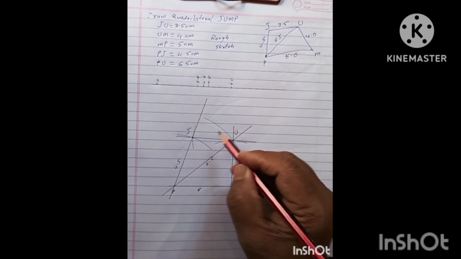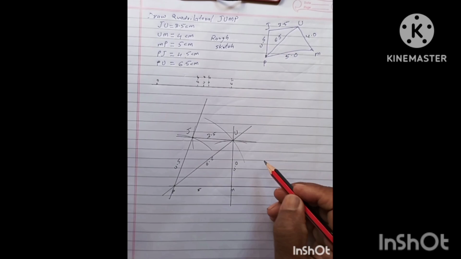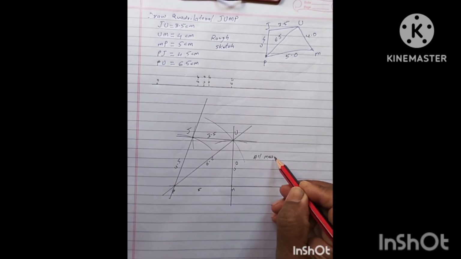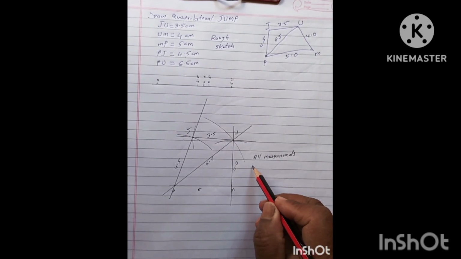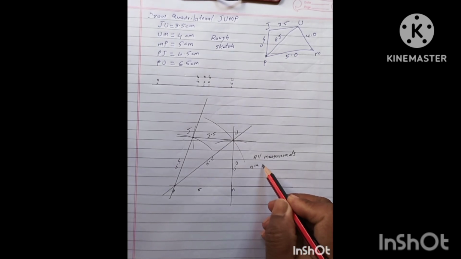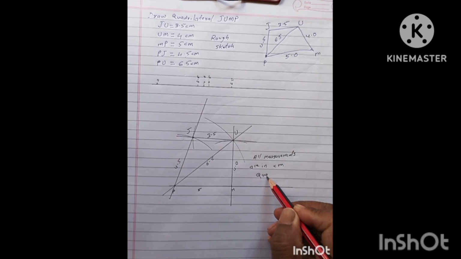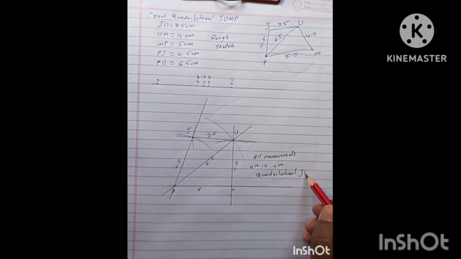Now I have not written the unit for this 4.5 or 3.5, whatever, but you cannot leave all this like this. So I am writing a comment that all these measurements are in centimeters, and the answer you have to give. They have asked you to draw a quadrilateral. So that also, the answer I am giving, that answer is quadrilateral JUMP. Okay, and don't rub anything, rubbing is wrong. Okay, JUMP, that's all.